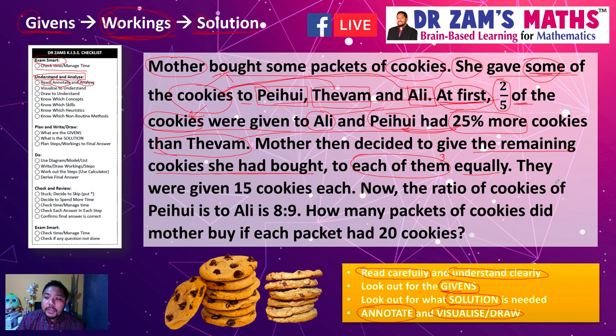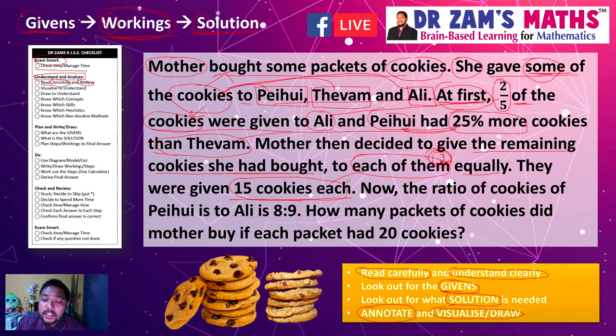Right? So what did she do next? They were given 15 cookies each. So later on, with the remainder, mommy gave 15 cookies to each of them. So from here, later you will see straight away what the amount of cookies actually remaining was, because this is called the derived given.